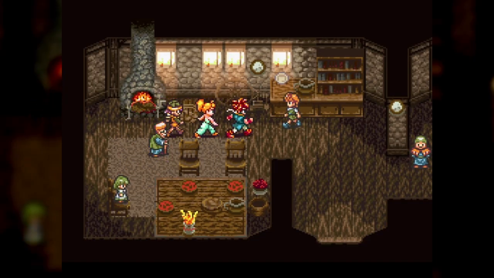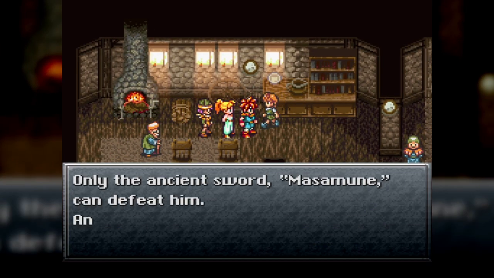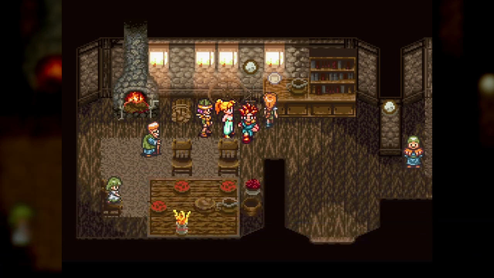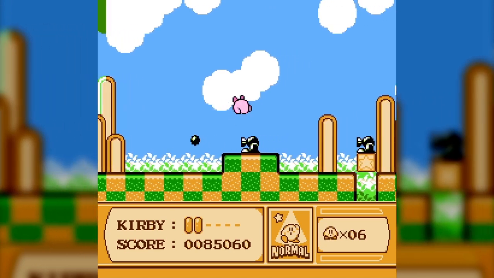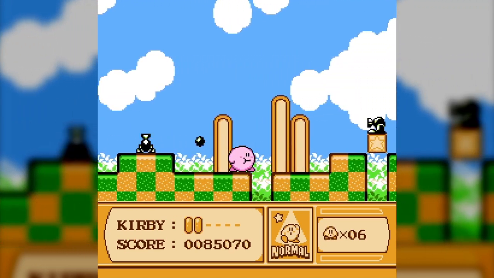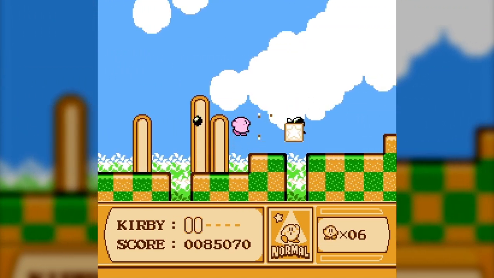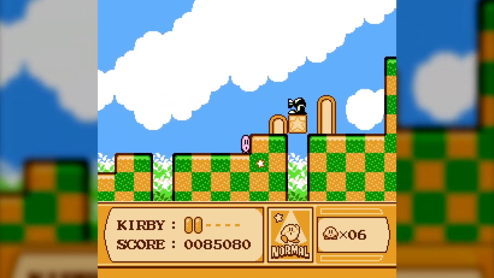An artistic style, when distinct enough, can transcend even the technical limitations of its time. Kirby's Adventure on the Nintendo Entertainment System exemplifies the notion that limitations didn't merely serve to inhibit it. They actually resulted in a style that informed the aesthetic of its successors for years to come.